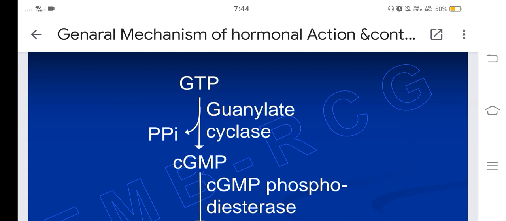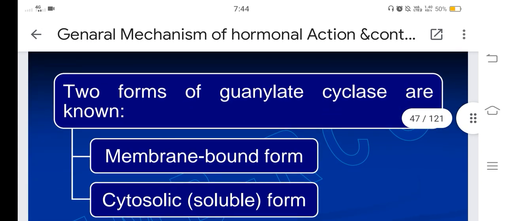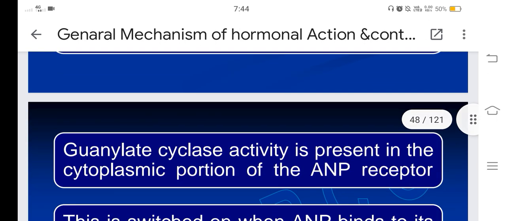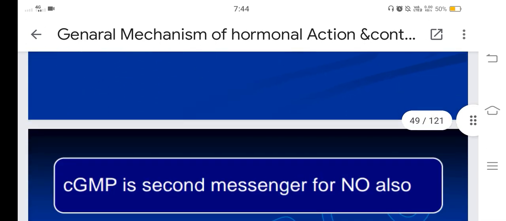Then GTP, PPi, guanylate cyclase, cGMP, phosphodiesterase, GMP. Two forms of guanylate cyclase are known: membrane bound form, cytosolic soluble form. ANP activates the membrane bound form. NO activates the cytosolic form. Guanylate cyclase activity is present in the cytoplasmic portion of the ANP receptor. This switches on when ANP binds to its receptor on the cell surface.